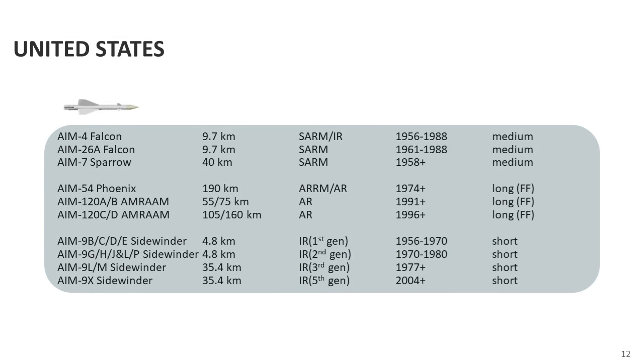That pretty much covers the basic technology of the missiles. Let's take a look at the missiles themselves. Air-to-air missiles can be grouped into basically short-range or dogfight missiles, medium-range, and long-range fire-and-forget missiles. The US developed a wide range of all these types of missiles.